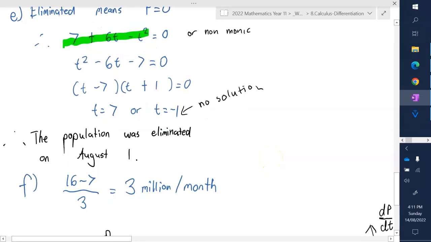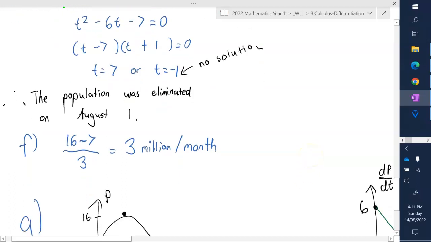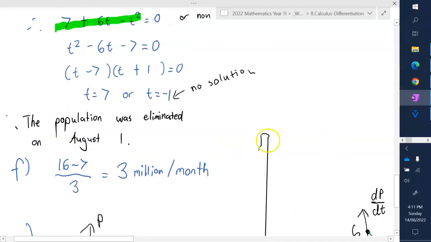Let's have a look at F. Now, F wants us to find what was the average rate of increase or decrease from the 1st of January to the 1st of April. Now, the answer is 3 million per month, but let's have a think about how we got that. So we want to have a look at the change in the populations. So we're going to have population at April minus the population at January, over the amount of time that we've got.